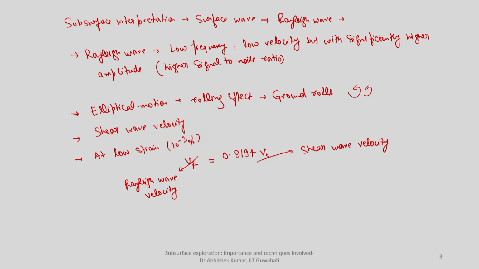So, when we talk about shear wave velocity, it is for a particular medium. If you have stratification, each layer will have a different shear wave velocity. If the strain at which you are measuring Rayleigh wave velocity is on the lower side as given here, you will be able to find the Rayleigh wave velocity, and based on this correlation you will be able to determine the shear wave velocity, which is particularly of your interest.